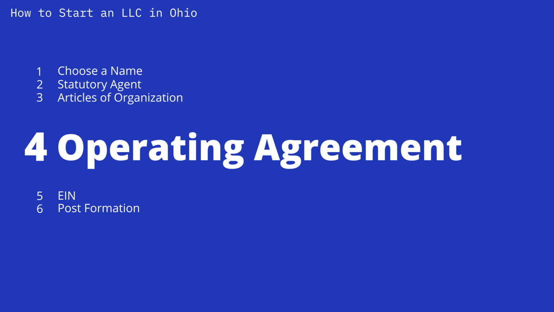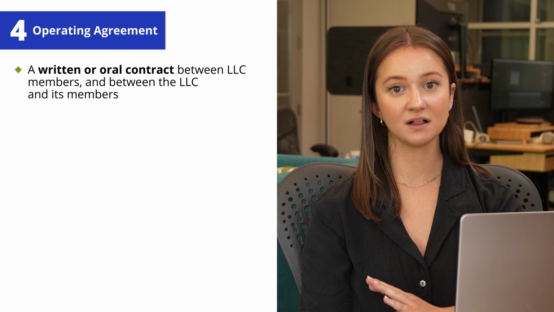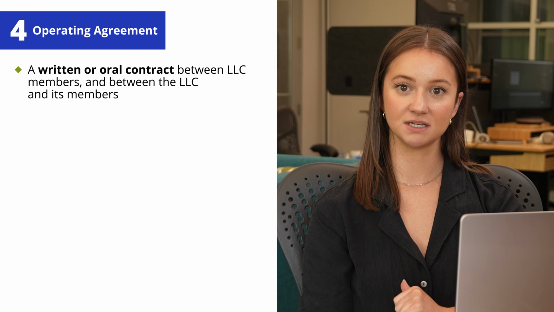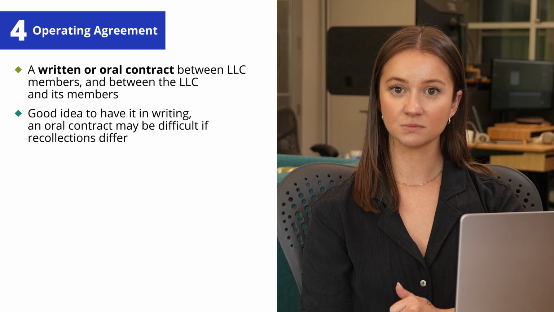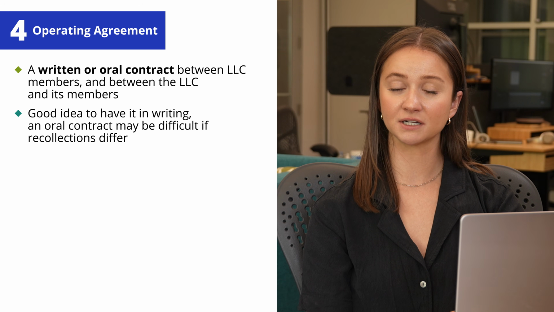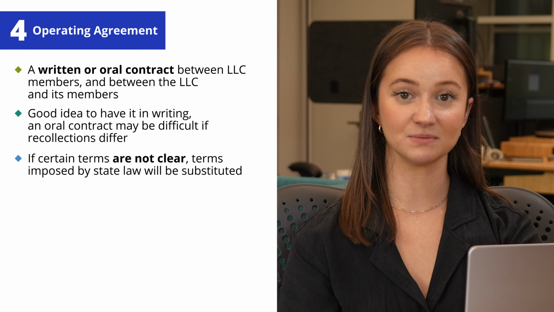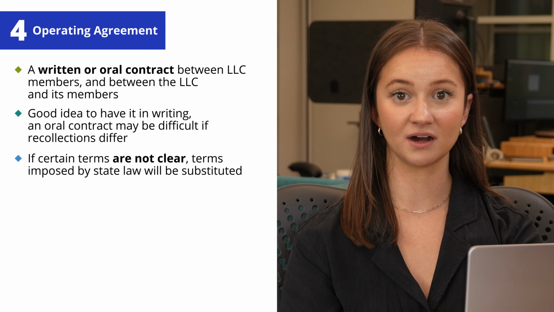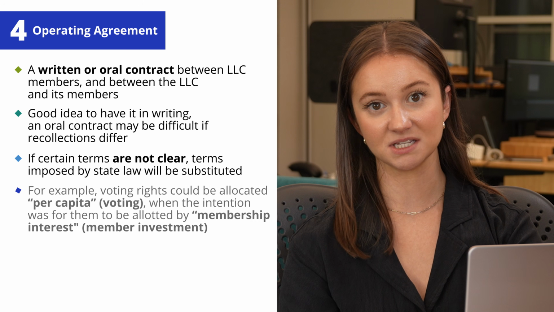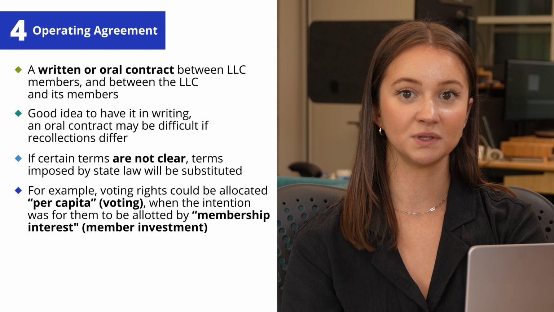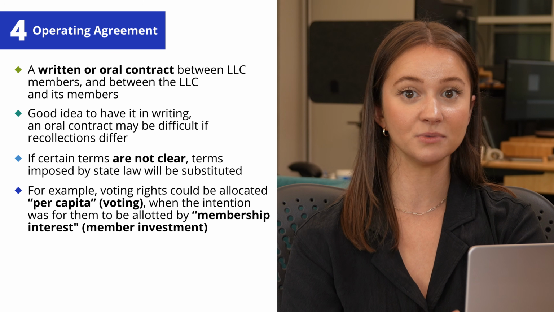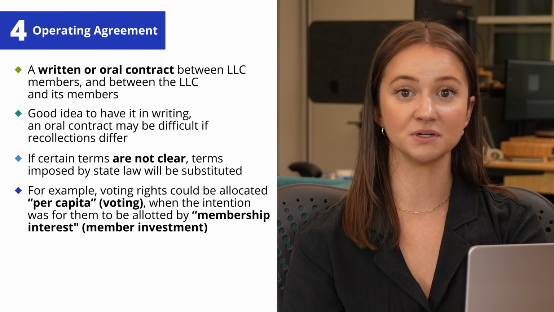Step 4. Create an LLC operating agreement. In Ohio, an operating agreement is any written or oral contract between members of an LLC and between members and the LLC. Although it may be oral, it's easy to see why it should be in writing. Establishing the terms of an oral contract may be difficult if recollections differ. In the event that certain terms are not clear, terms imposed by state law will be substituted. This could mean, for example, that voting rights are allocated per capita, that is, each member has one vote when the intention was for them to be allotted by membership interest, that is, the amount of a member's investment.